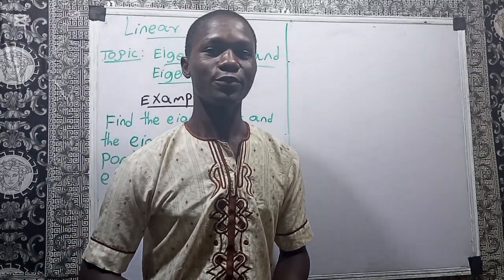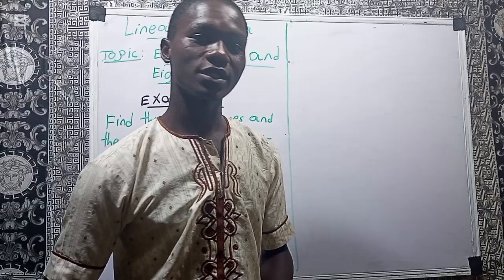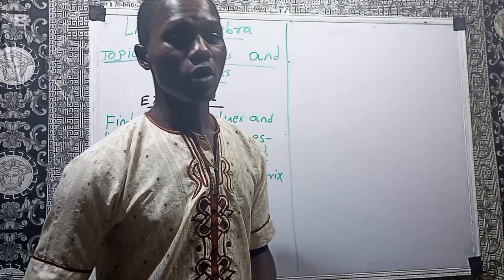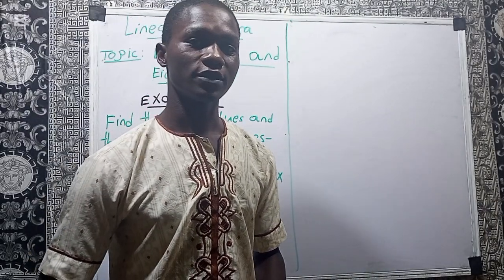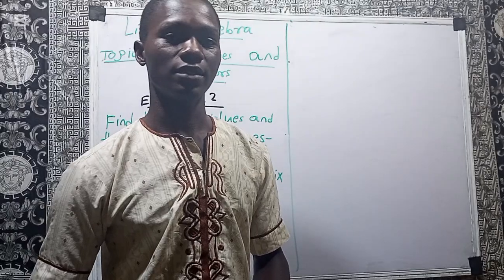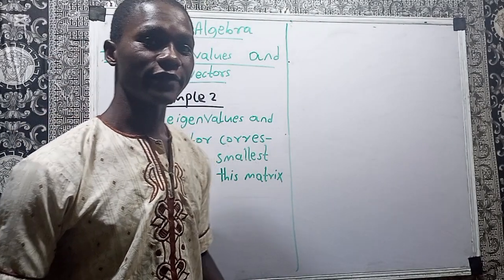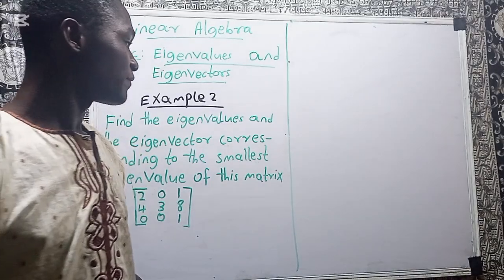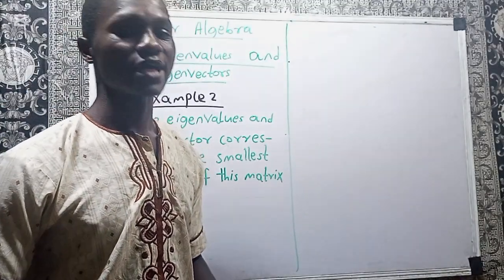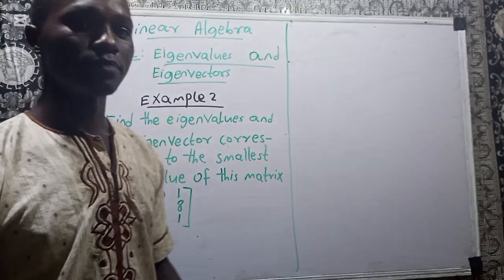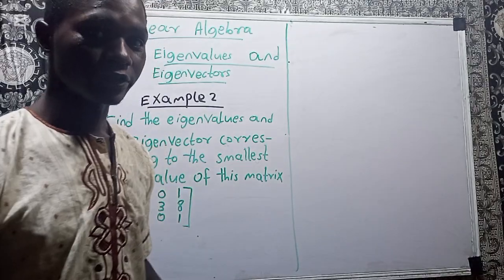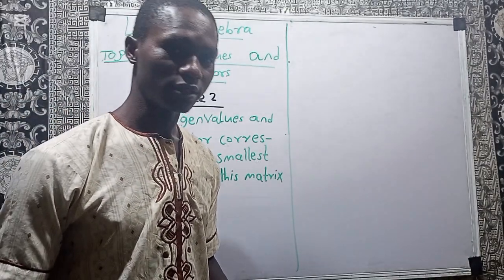This is linear algebra class, and today we'll be solving this example 2 under the topic we introduced in our previous video, eigenvalues and eigenvectors. In this example, we are told to find the eigenvalues and the eigenvector corresponding to the smallest eigenvalue of this 3 by 3 matrix. So, find the eigenvalues of a particular square matrix.